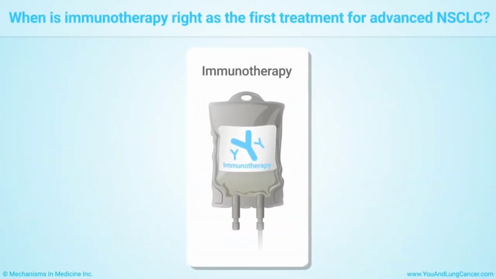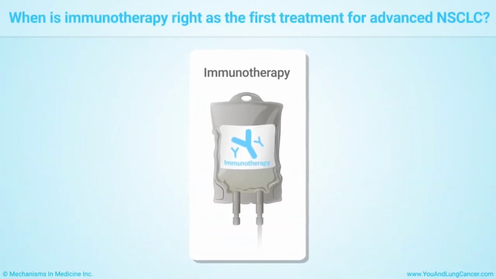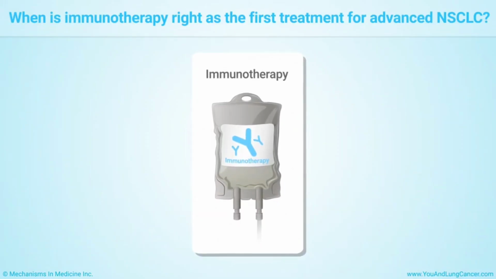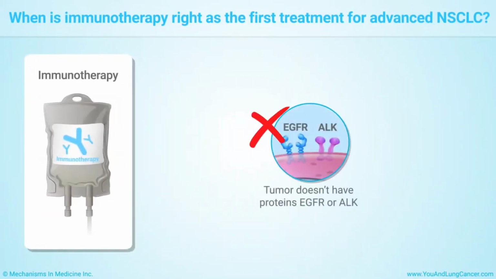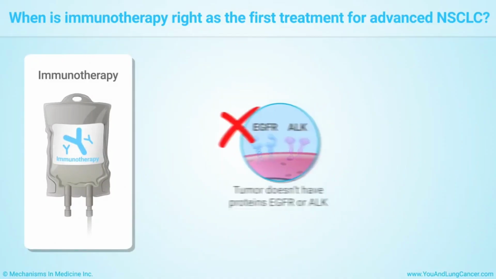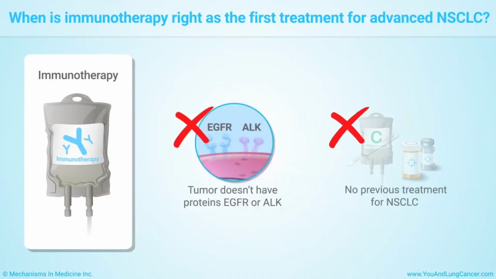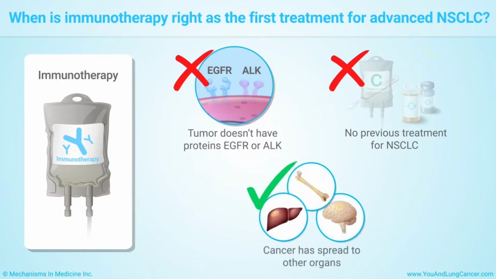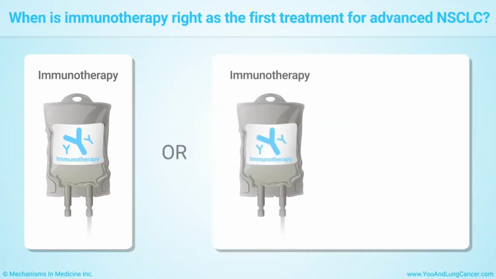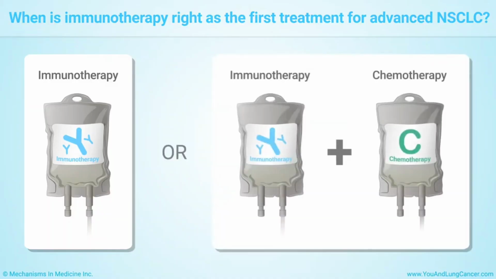Your doctor may recommend that you start treatment for advanced non-small cell lung cancer with an immunotherapy drug when your tumor doesn't have the proteins EGFR or ALK, you have not been treated for non-small cell lung cancer before, or when your cancer has spread to other organs. Your doctor may recommend treatment with immunotherapy alone or with immunotherapy plus chemotherapy.